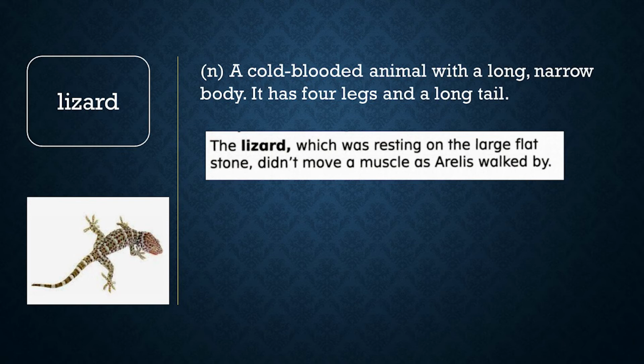Now, let's review word meaning. True or false? The hippopotamus is an example of a lizard. If you said false, you're correct. Lizards are reptiles with long, narrow bodies. Hippos are large, round mammals.